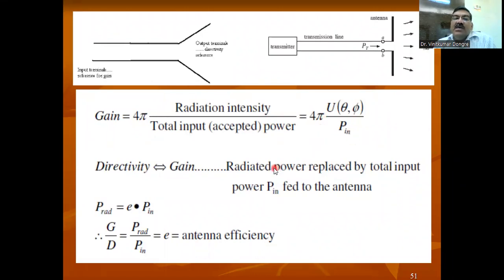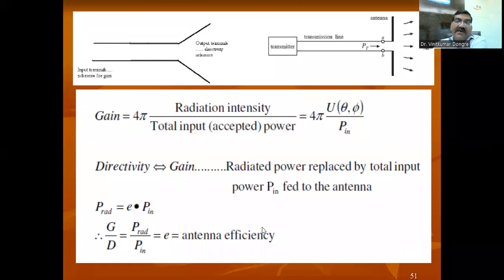Means what? If you are giving 1 watt as input to the antenna, and this antenna is radiating 1 watt completely, then the efficiency is complete. Now I am talking about the efficiency of the antenna, so the antenna has 100% efficiency. In that case, directivity and gain will both be the same, because P radiated and P in are equal. P radiated is the power radiated in space, and P in is the electrical power given to the antenna. If 1 watt is input and the antenna radiates 1 watt, the efficiency of the antenna is 100%. It does not have any loss.